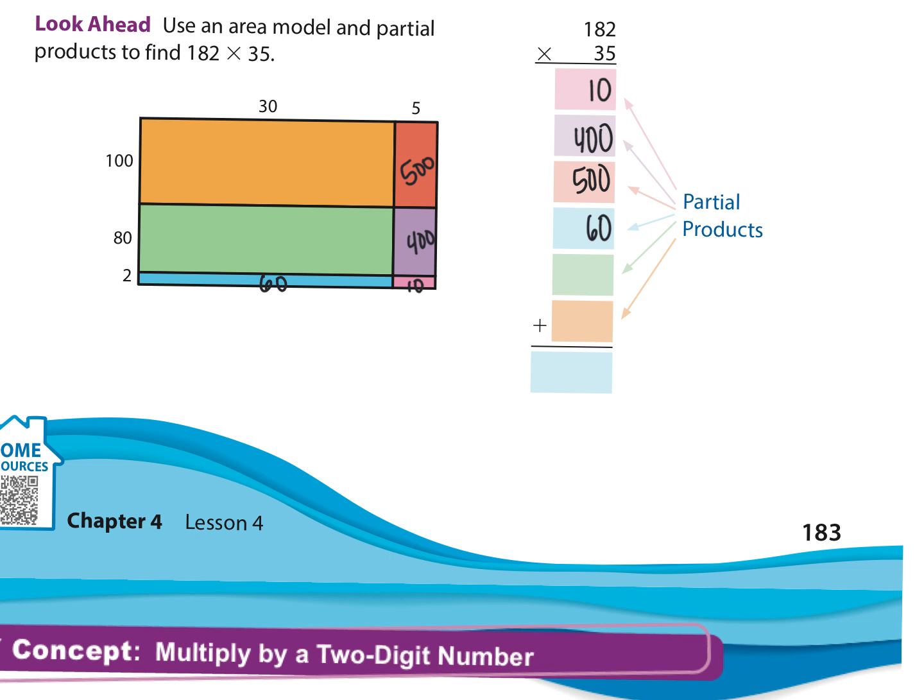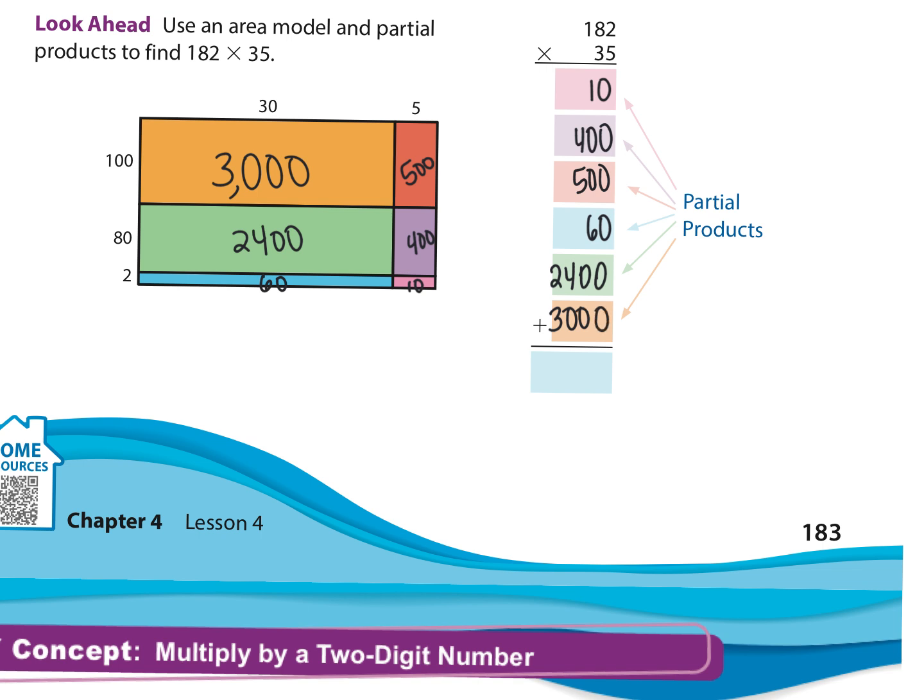To find the area of the green section, I'm going to do 80 times 30, which is, well, 8 times 3 is 24. 240. And then I've got 2 zeros. So it's 2,400. And then for the orange section, I'm doing 100 times 30. I know 1 times 3 is 3. And then how many zeros do I have? 1, 2, 3. So this is equal to 3,000.